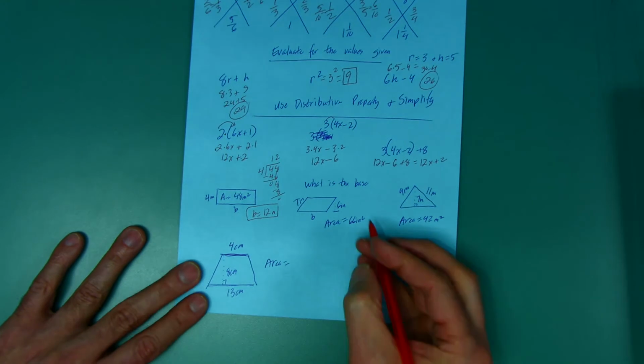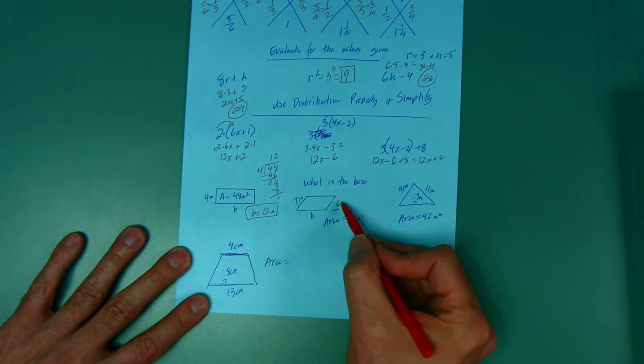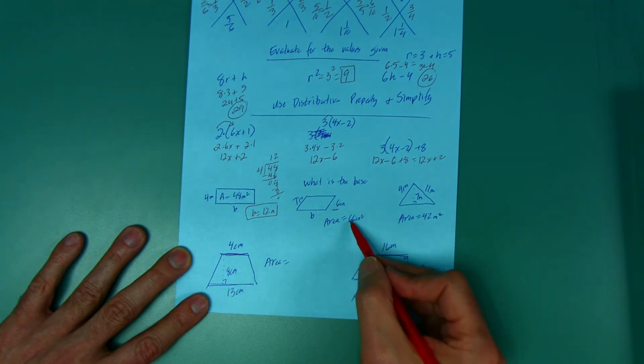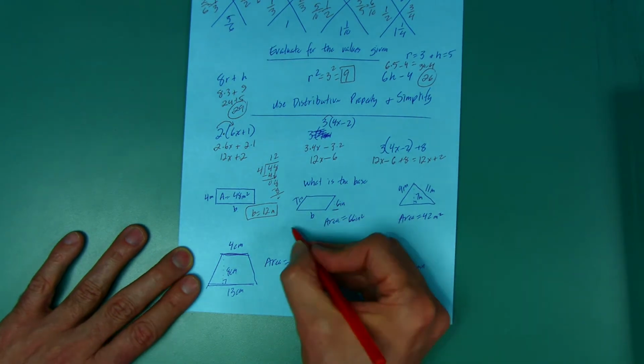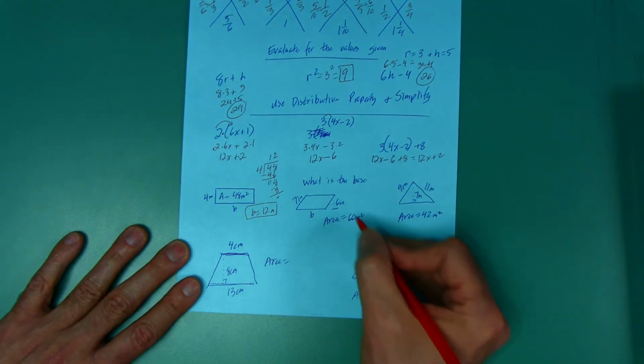Okay. Now, the height here is 6. Remember, the base times the height is the area. So if this times 6 is 66, what's this? Well, I can go divide, but some of you can do that in your head. What times 6 is 66?